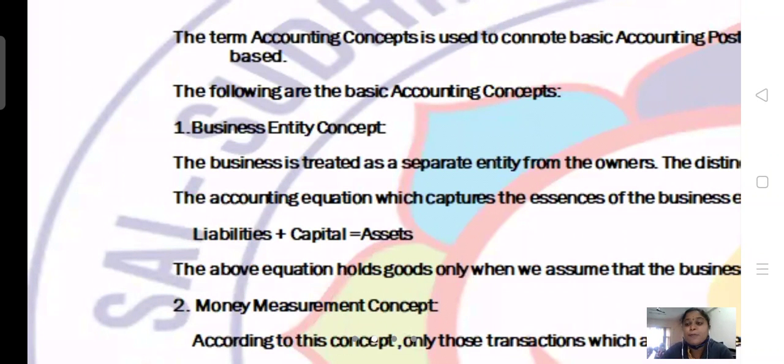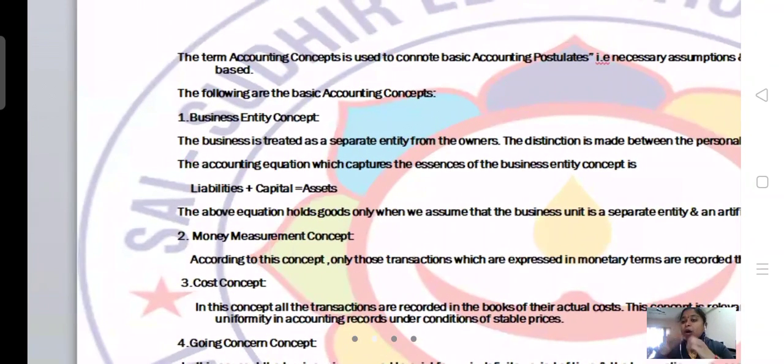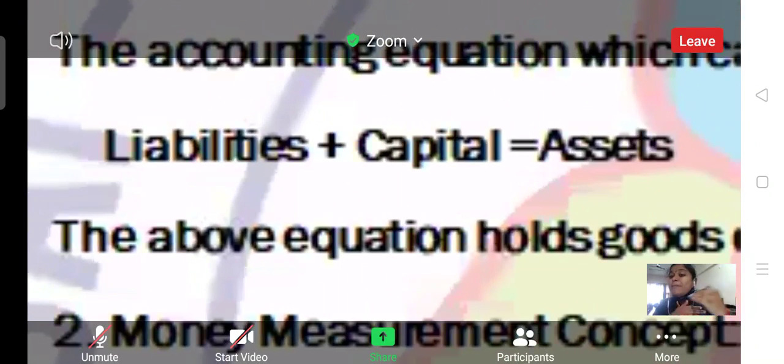transaction. Take the example of J. Yadav, who is in the class. I'm taking his example. J. Yadav started a business with 10 lakhs, and he put the 10 lakhs in as capital. Suddenly, after 6 months or 1 year, he was in need of money. So out of the 10 lakhs, he used 1 lakh for his personal use. What this business entity concept is saying is that 1 lakh is used for personal use.